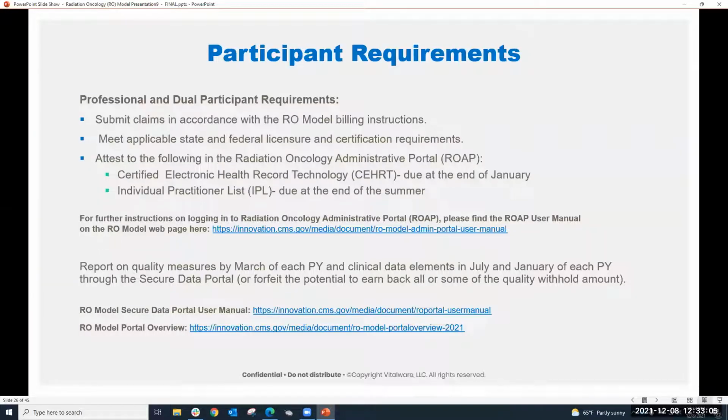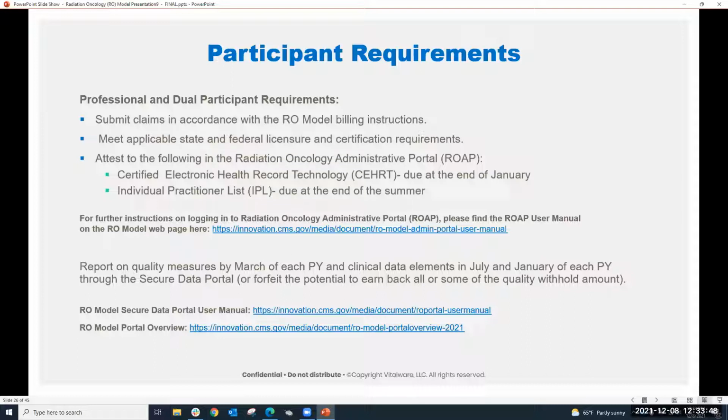Okay, so participant requirements. Professional and dual participants will need to submit claims in accordance with the RO model billing instructions, and meet applicable state and federal licensure and certification requirements. They need to go into the Radiation Oncology Administrative Portal, also called the ROPE, and attest to a certified electronic health record technology. This is due at the end of January. They also need to review and revise an individual practitioner list, which is due at the end of the summer. This is available for you to do now.